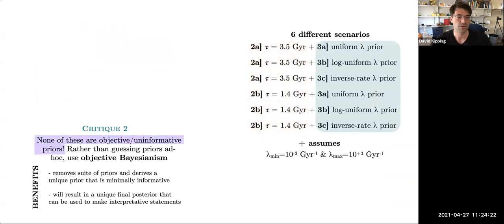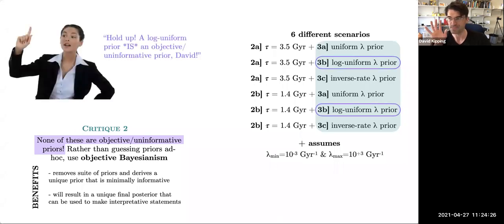Now, what I want to point out there is that many people who read this might immediately say, "David, hold up a second. You're claiming these are subjective priors, but they're not, because they've got a log uniform prior in there." And many people think that is the Jeffreys prior. And the Jeffreys prior is, if you look at the Fisher information matrix, you can take basically the determinant of that and it gives you an objectively defined reference prior for a distribution.